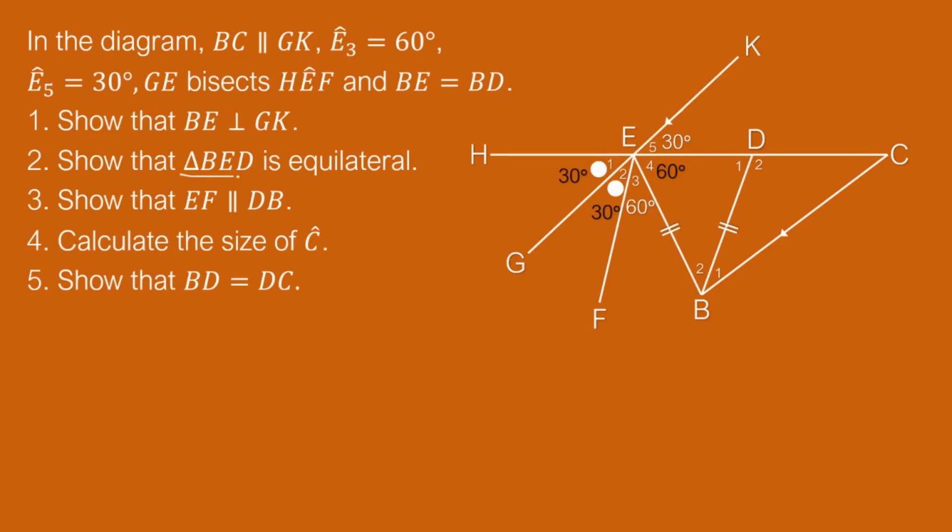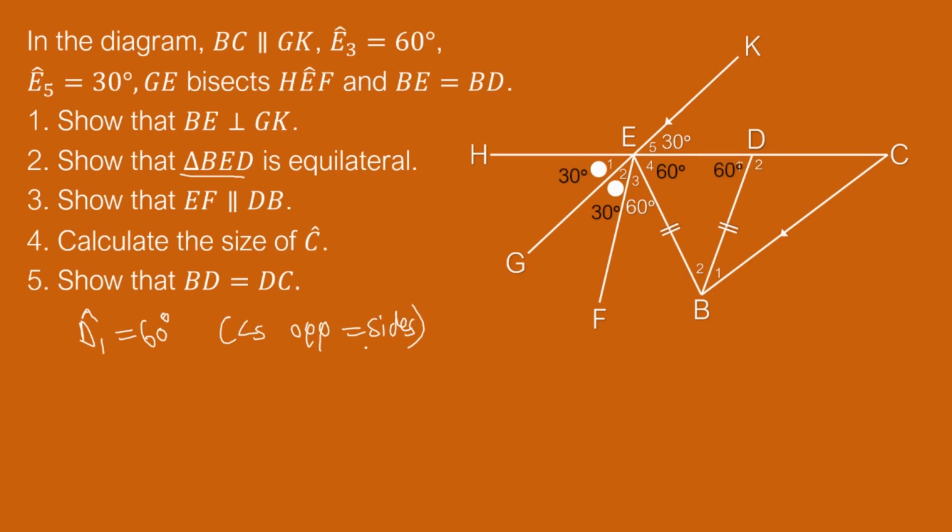Show that triangle BED is an equilateral triangle. We're talking about this triangle here. We want to show that this is an equilateral triangle. So how do we do that? What will be the size of this angle, angle D1? Triangle BED is an isosceles triangle, so angle D1 is equal to 60 degrees. Then what's the reason? These are angles opposite equal sides. BE is equal to BD. So angle D1 is equal to 60 degrees, angles opposite equal sides.